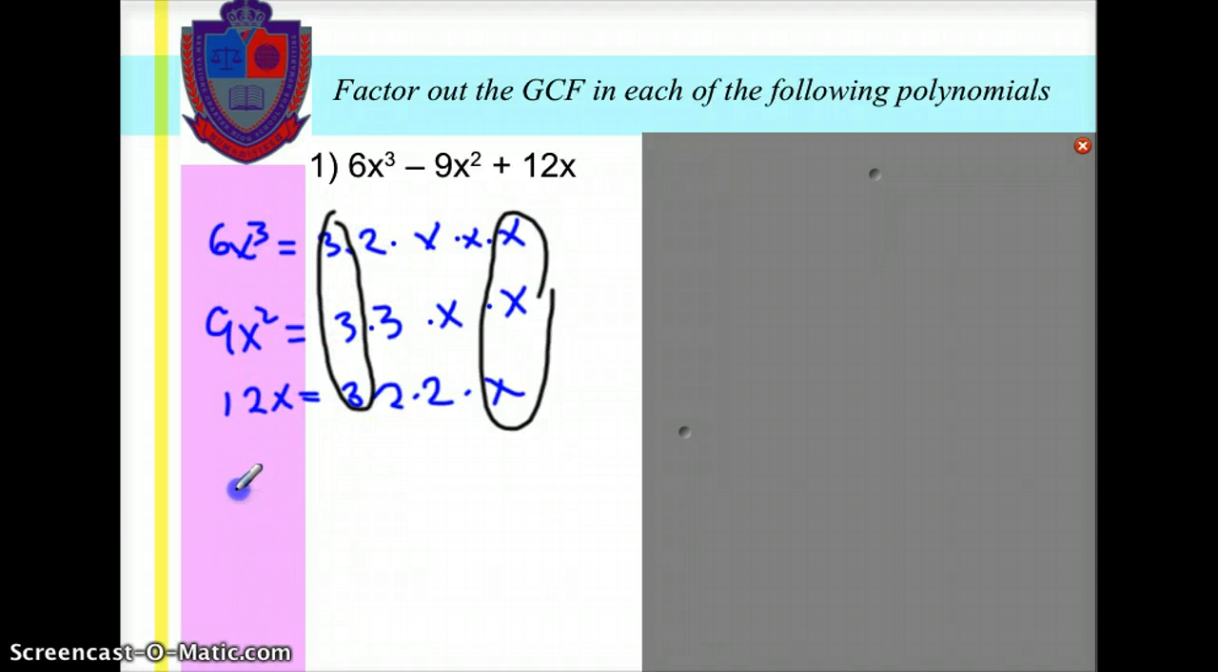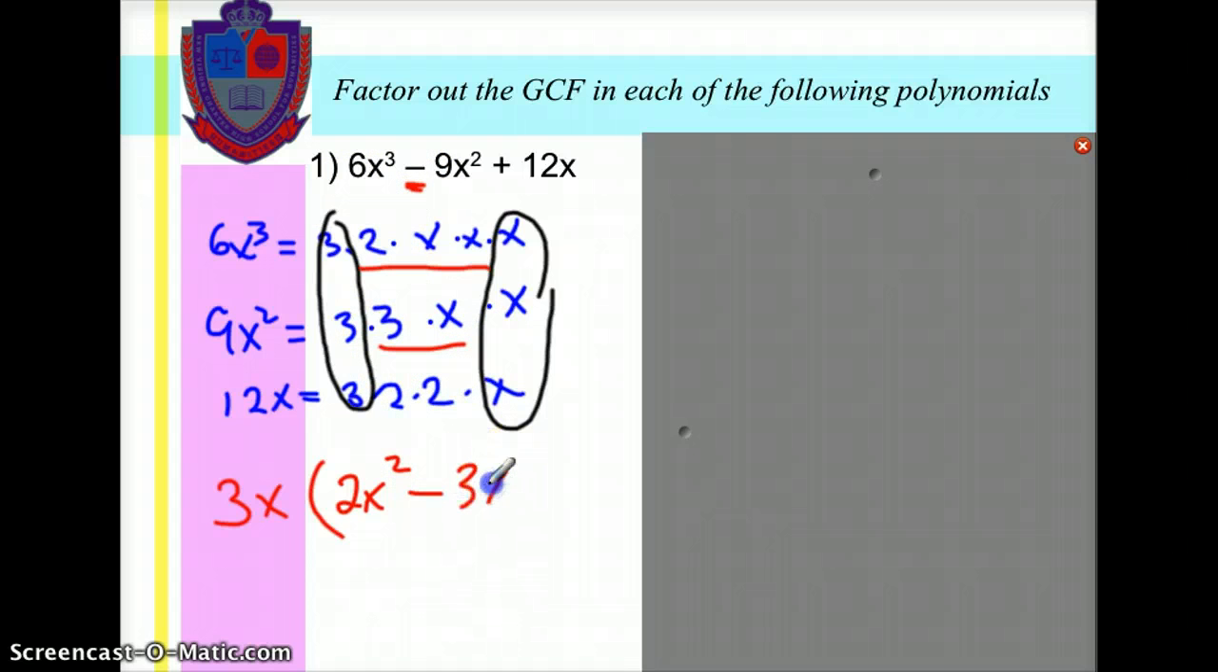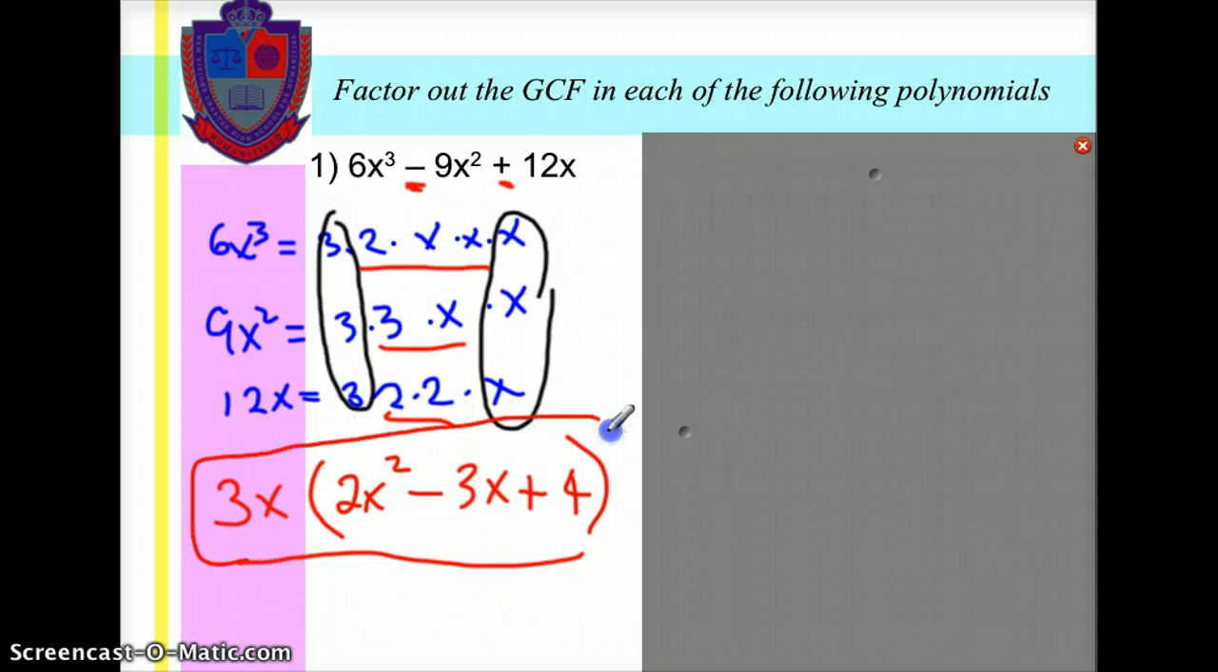So 3x is outside. Now what goes into parentheses is what's left over. From 6x cubed I have 2x squared, minus, which comes from up here, what's left over here? 3x, and plus from up here, and then I have 2 times 2, which is 4. And that is all we're doing to factor a polynomial.